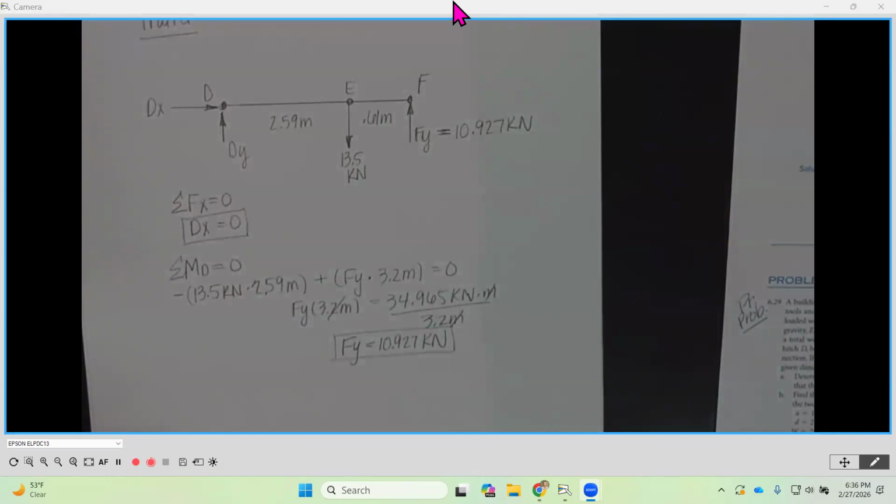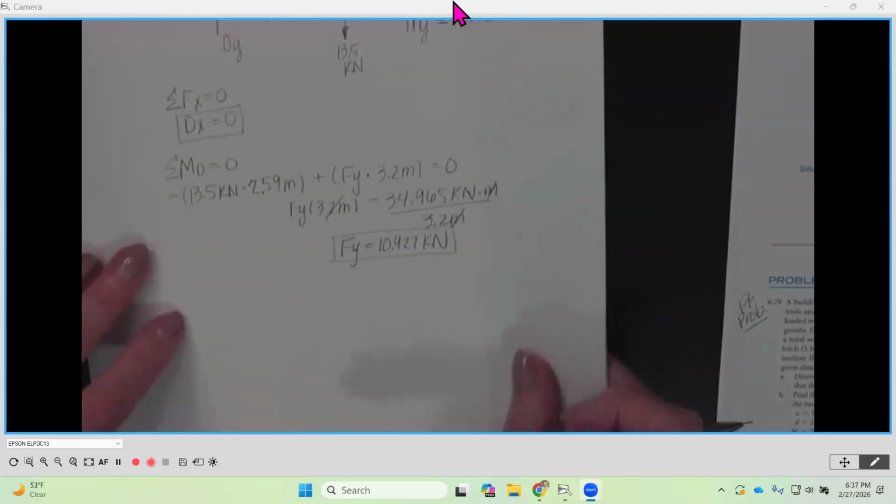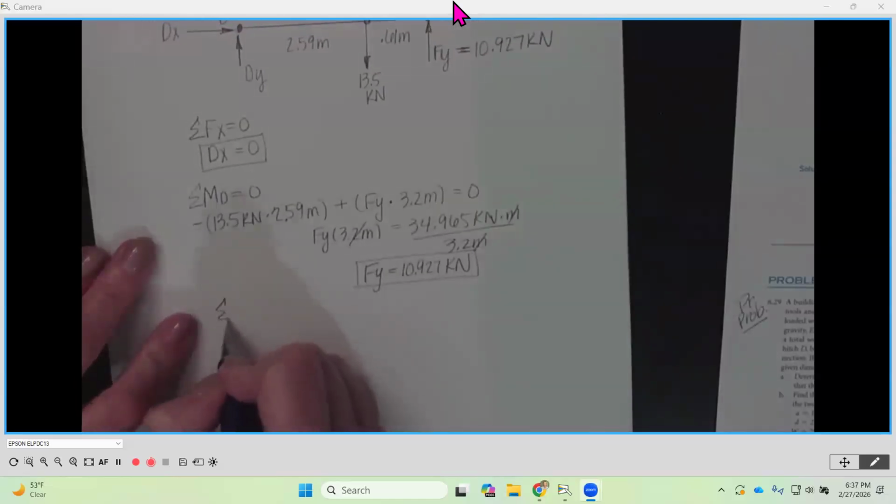So now that we have Fy, we can go ahead and sum our forces in the y to get dy, right? So go ahead and do that. Sum your forces in your y to solve for dy. And I'll do it down here.